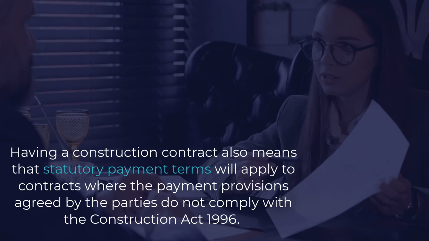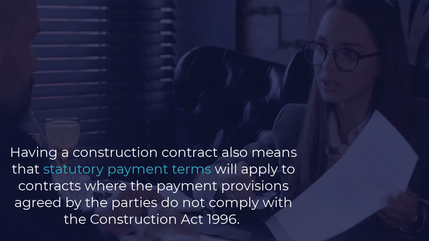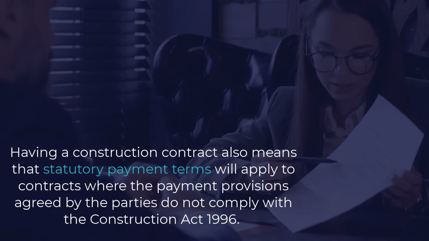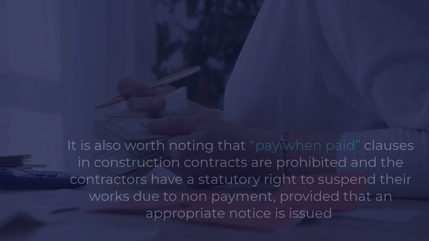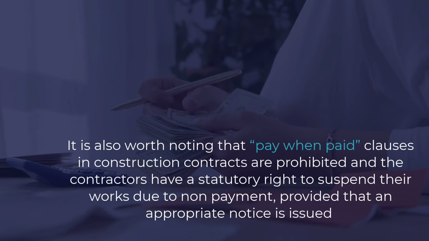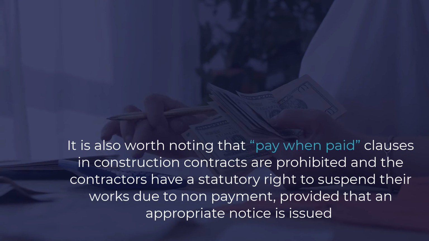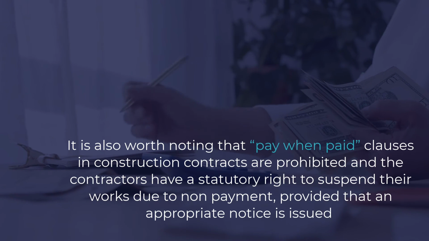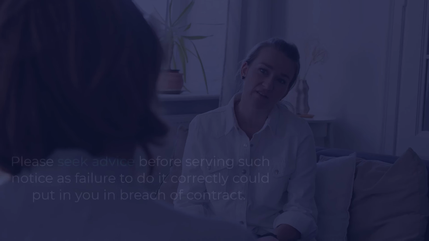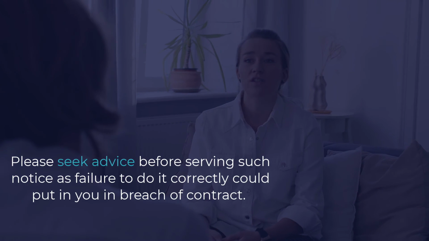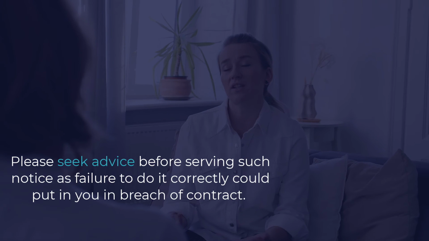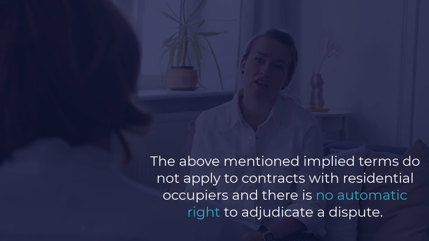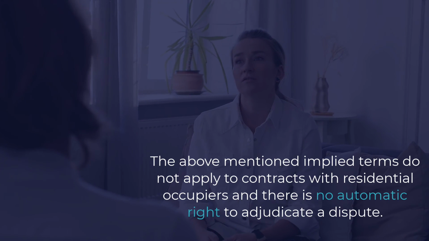Having a construction contract also means that statutory payment terms will apply to contracts where the payment provisions agreed by the parties do not comply with the Construction Act of 1996. It is also worth noting that pay-when-paid clauses in construction contracts are prohibited, and the contractors have a statutory right to suspend their works due to non-payment, provided that an appropriate notice is issued. Please seek advice before serving such notice, as failure to do it correctly could put you in breach of contract. The above-mentioned implied terms do not apply to contracts with residential occupiers, and there is no automatic right to adjudicate a dispute.